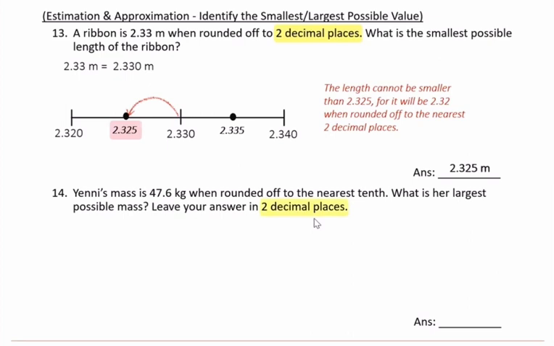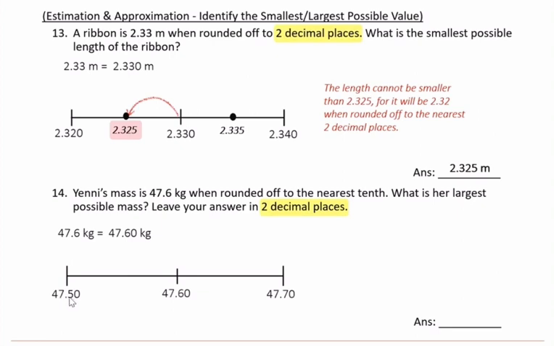Understand? Next one. This will be 47.6 rounded to the nearest 10th. Leave your answer in 2 decimal places. I want the largest possible mass. So 2 decimal places means I need the 3rd decimal place, right? Oh, sorry, I need 2 decimal places, so I will round off to 47.60. I'm sorry, 2 decimal places. So what I need to do is 47.60. So this will be 47.50, 47.70. Middle. So 47.55 is in the middle. 47.65 is the other side.